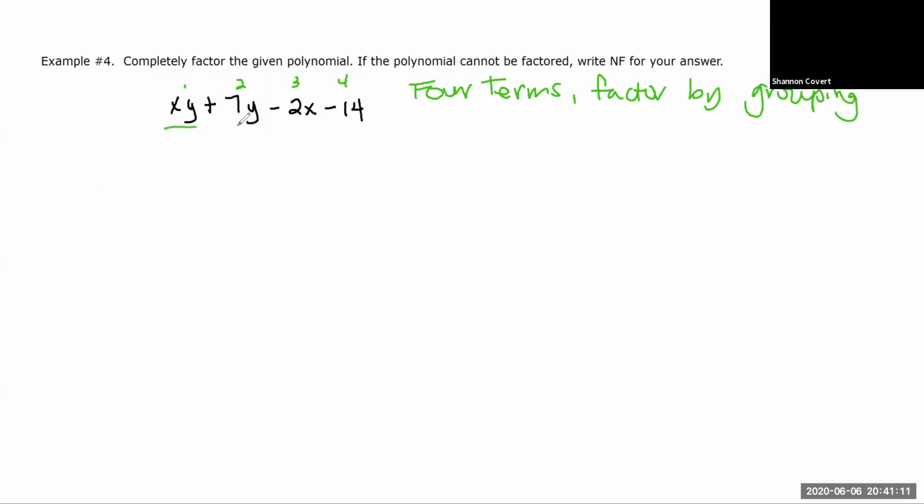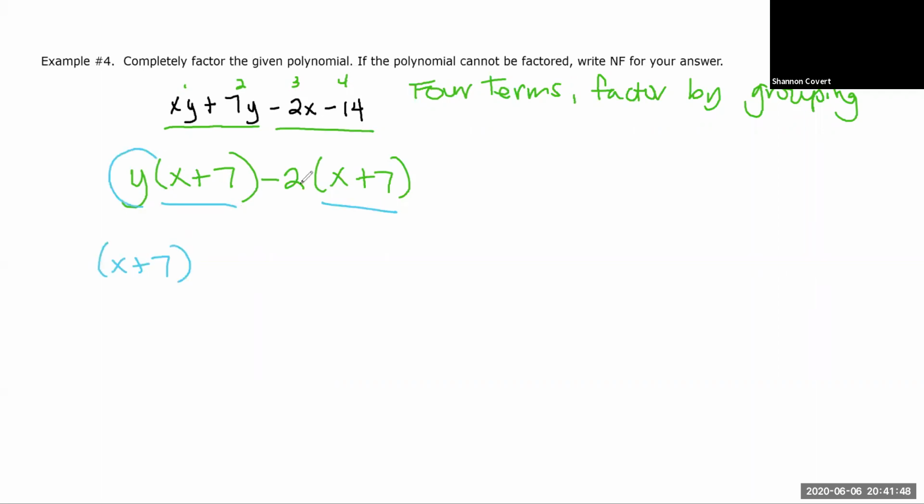The easiest thing is just to look at the first 2 and the last 2 and see if you can find common factors in those. If I look at the first 2, it looks like they have a y in common. So I'm going to factor out the y, which is going to leave me with x plus 7. When I look at the second 2, since this is a minus sign, I'm going to factor out a negative number. It looks like 2 and 14 are both even, so I'm going to factor out a negative 2, which is going to leave me with x plus 7. So that makes me happy, because look, x plus 7, x plus 7.